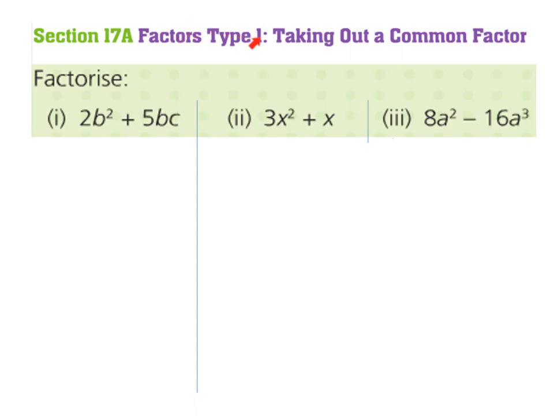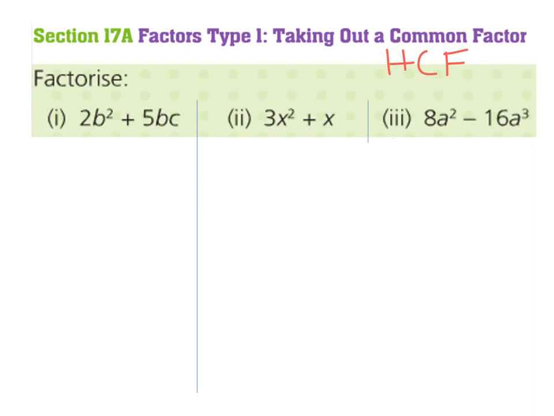Factors type 1, taking out a common factor. I call this the HCF method. So factorizing is another way to say dividing, and it's the opposite of multiplying. So whenever we are asked to factorize some terms, our answer must contain brackets.